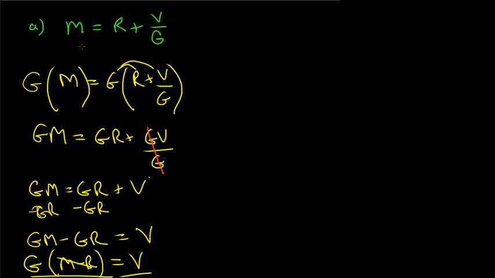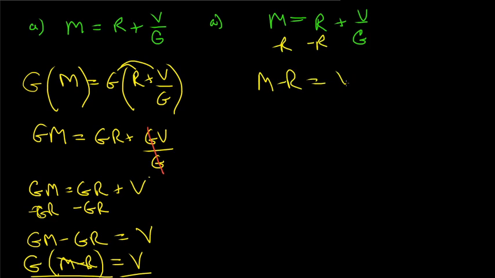Right. Now, some of you might have done this a little bit differently, and that's okay. So m equals r plus v over g. The other way to do it is, let's just subtract the r from both sides, right? So m minus r is equal to v over g. But this is a proportion, right? You have a fraction on the left, m minus r over 1.